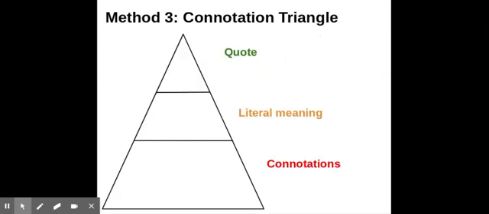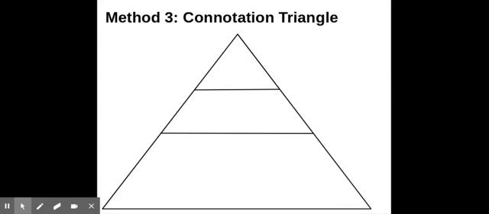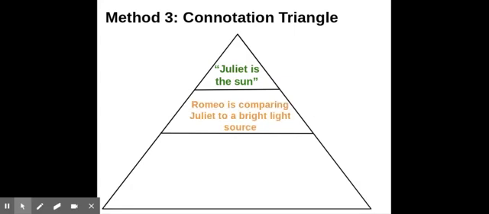The last method is a connotation triangle. You've got to draw this out, okay? In the top, you put the quote, middle, literal meaning, bottom, a connotation. So I've stretched it out here. I've just taken a really important quote from Romeo and Juliet. Juliet is the sun. Romeo says this, the literal meaning, he's comparing her to something quite bright.